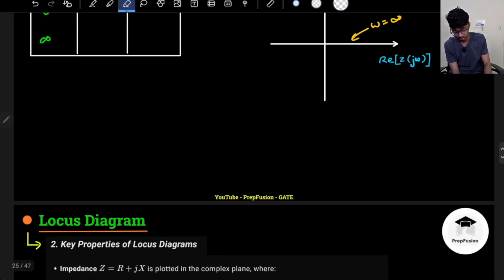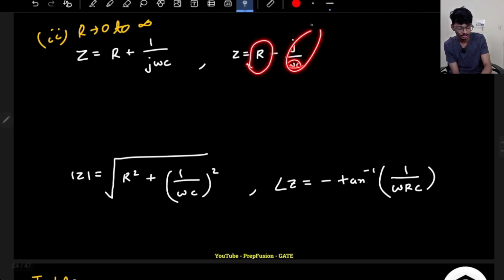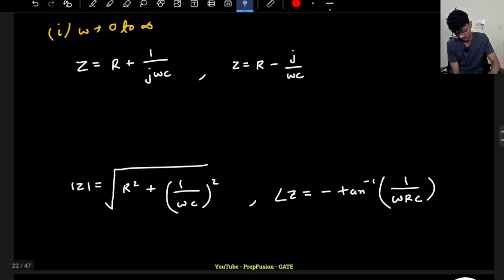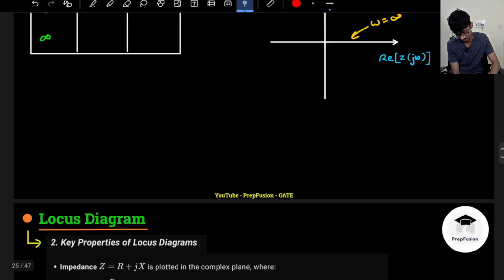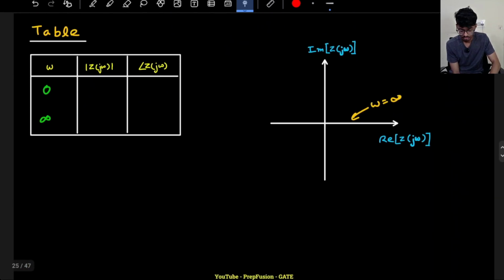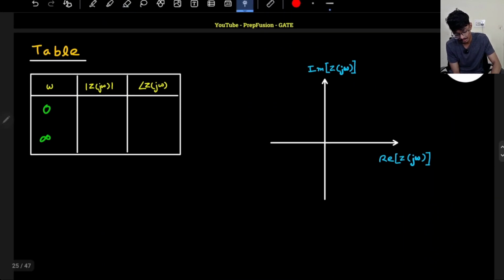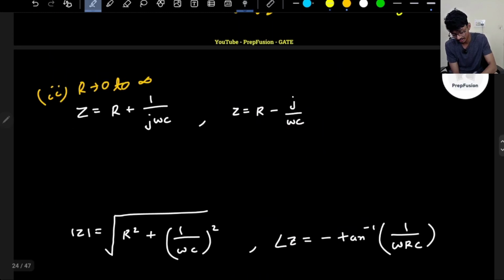Now, if you notice, you don't even have to write the angle and phase and all those things. Your r is varying, your omega c is a constant. So this time your imaginary part is constant and your real part is varying basically. Have I missed a table here? It should be there, but it is not there for some weird reason. So this time my real part is varying, and the imaginary part is constant at minus 1 by omega c.